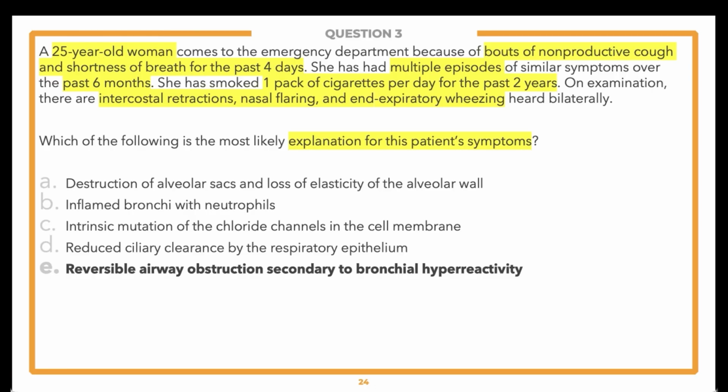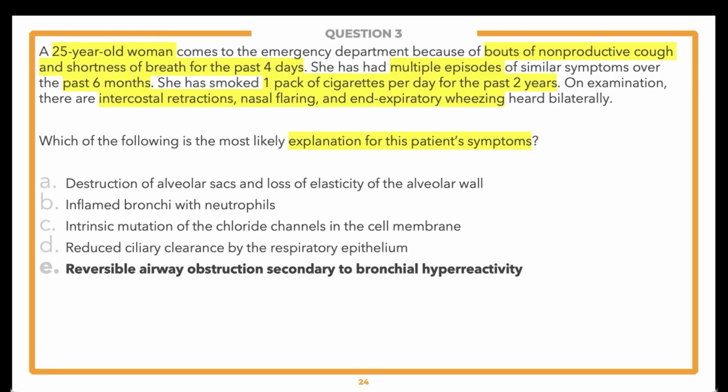But like I said, remember, COPD is a disease of old people that have a lot of smoking history, unless we're talking about alpha-1 antitrypsin deficiency. That's why option A really doesn't fit, right? Option A is emphysema, that destruction of the alveolar sac, loss of elasticity. That's all emphysema. So we're not getting there.